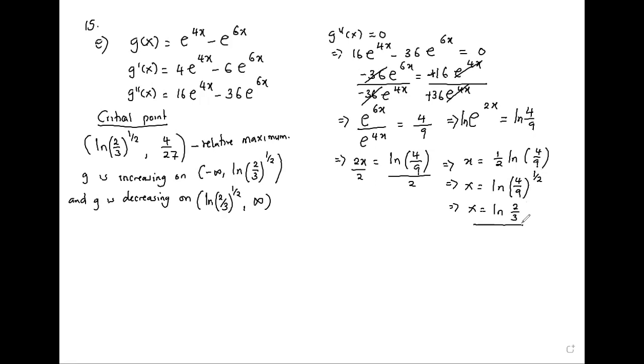So, is that value of x the inflection point? The value of x that we got, we haven't determined the inflection point yet. Let's say now I want to determine the inflection point.